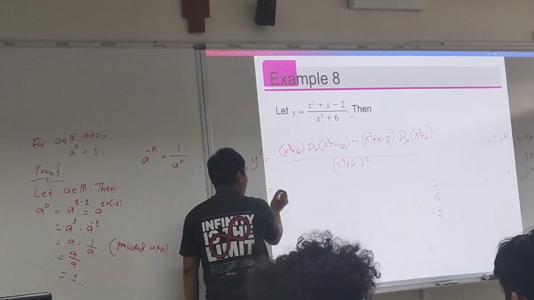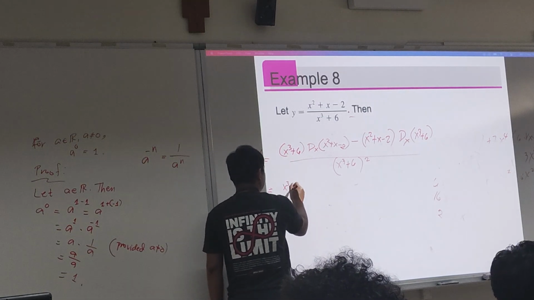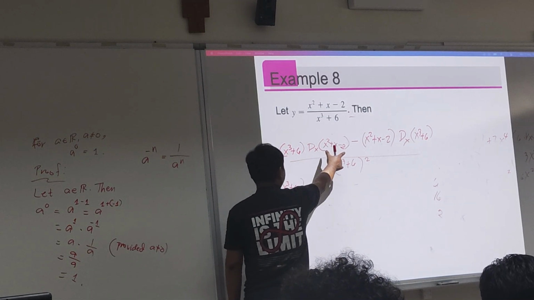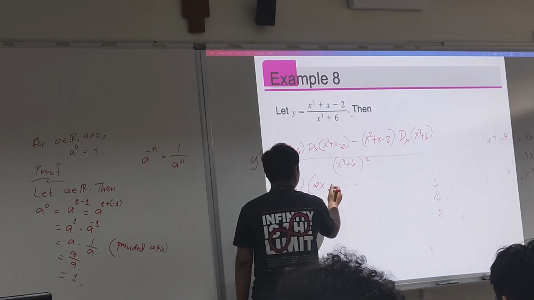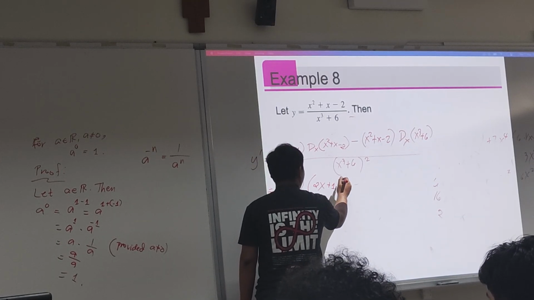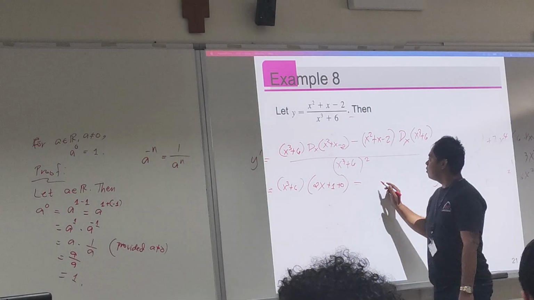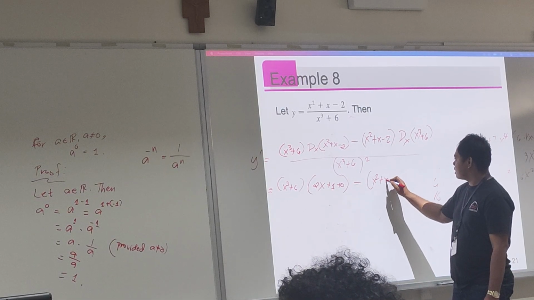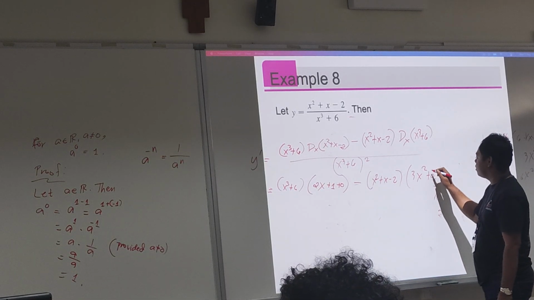So continue simplifying this even more. This is just x cubed plus 6. What's the derivative of this? This is just 2x plus 1 plus 0, minus x squared plus x minus 2 times the derivative of the denominator, this is 3x squared plus 0.